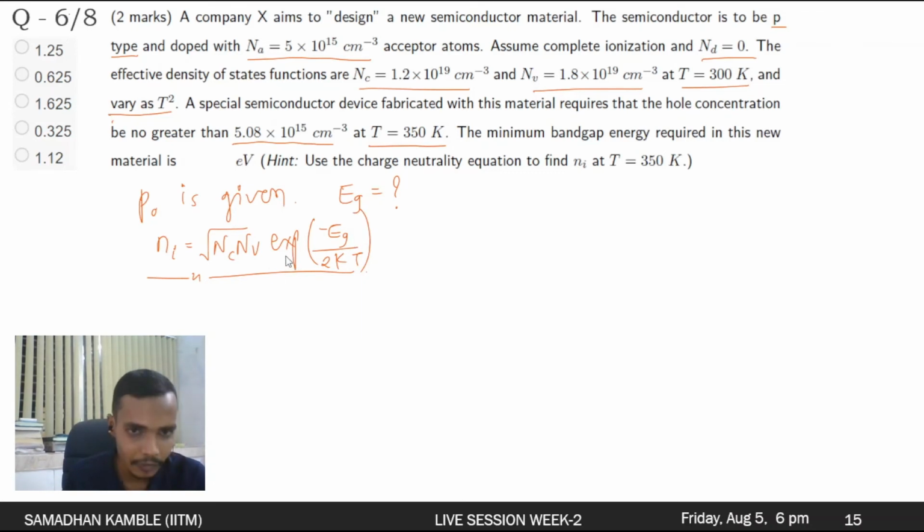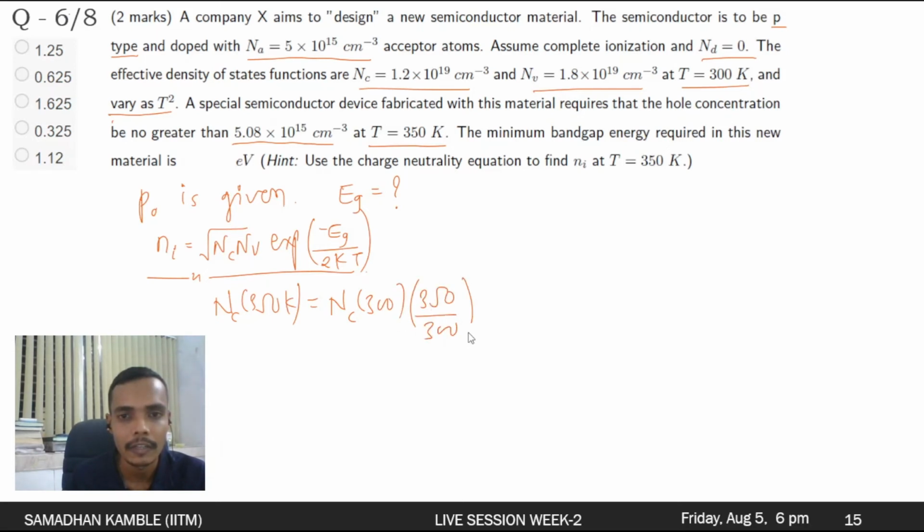Okay, so let us first calculate the value of Nc at 350 Kelvin. One piece of information given here is that it varies as T square. So Nc at 350 Kelvin is essentially Nc at 300 Kelvin times (350 by 300) whole square. So Nc at 300 Kelvin is 1.2 times 10 to the power 19, and if you multiply, we'll get Nc at 350 Kelvin to be 1.63 times 10 to the power 19 cc.